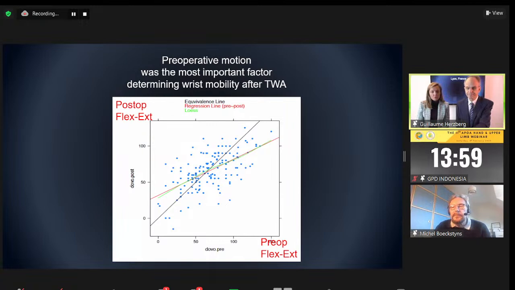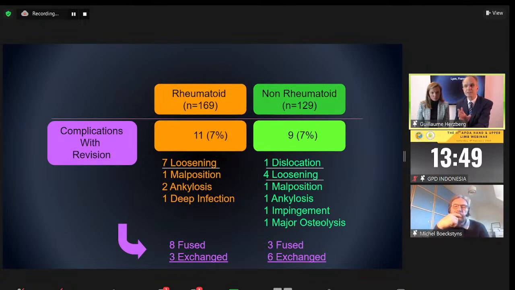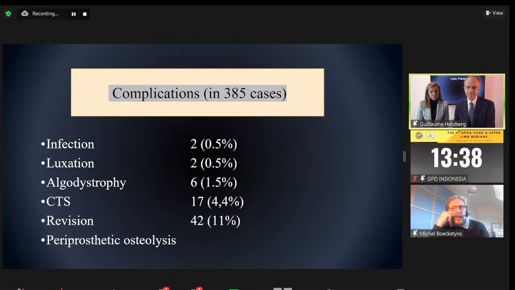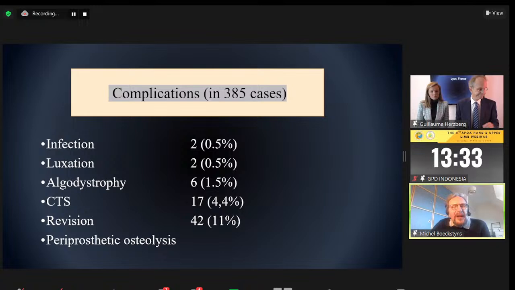So, analysis from database, clinical, and next, what are the complications? The complications at the beginning seem to be rather comparable to other implants. And I'm sure that Michel wants to add something about that. Yeah, that's a recent analysis of the database. It shows that infection, instability, luxation, and algodystrophy are very rare complications. We do not worry. Carpal tunnel syndrome, yes, it happens, and in our material, 4%.